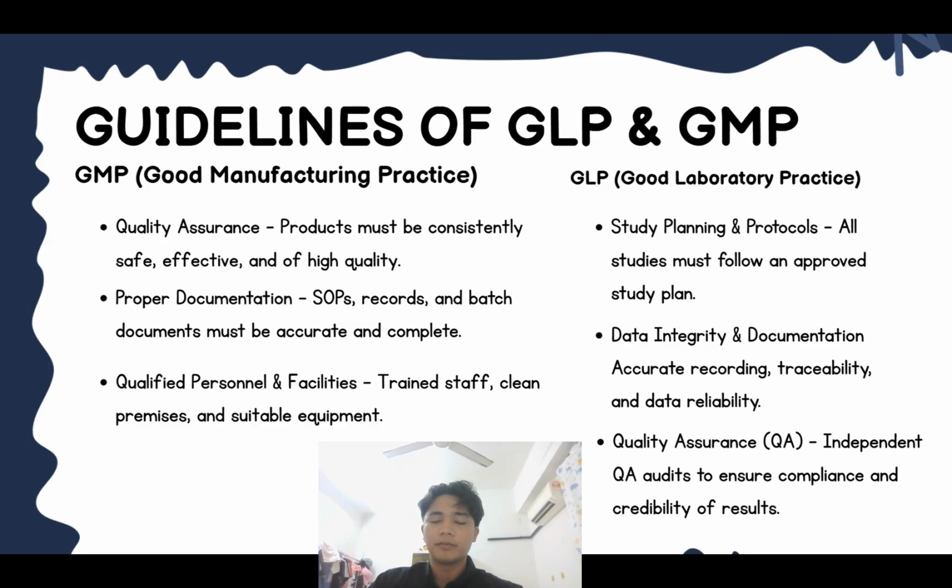As for the guidelines of GLP and GMP, for GMP you need to have quality assurance, which means the product must be consistently safe and effective as well as of high quality. Proper documentation is also important for GMP, as SOPs and records must be accurate and complete in every way. And qualified personnel is a must also, so you need trained staff, clean premises, and suitable equipment.